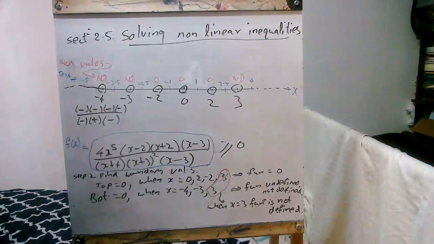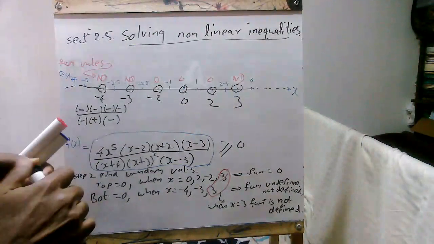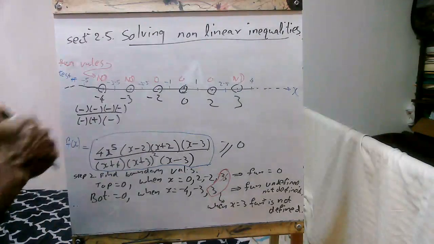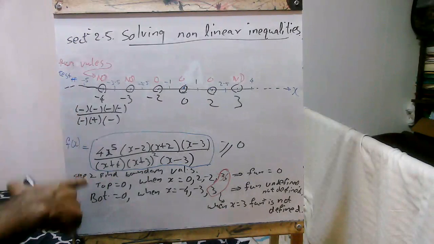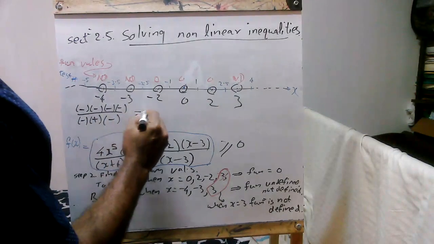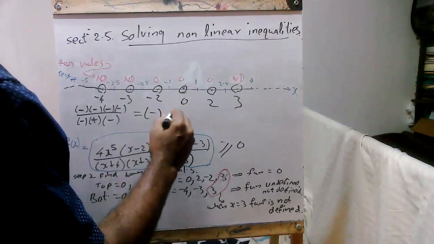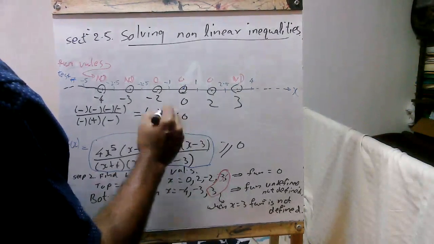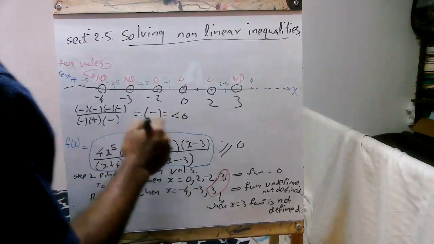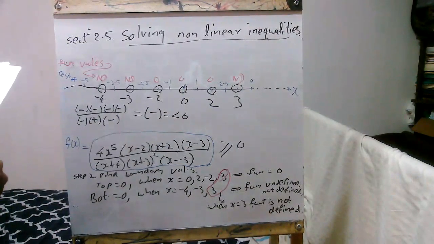That's the simple explanation. Think about it. If you have doubt, let me know, email me, right? Now, the overall sign when you do this is negative. That means less than 0. Same thing. Negative or less than 0, they both mean the same thing.